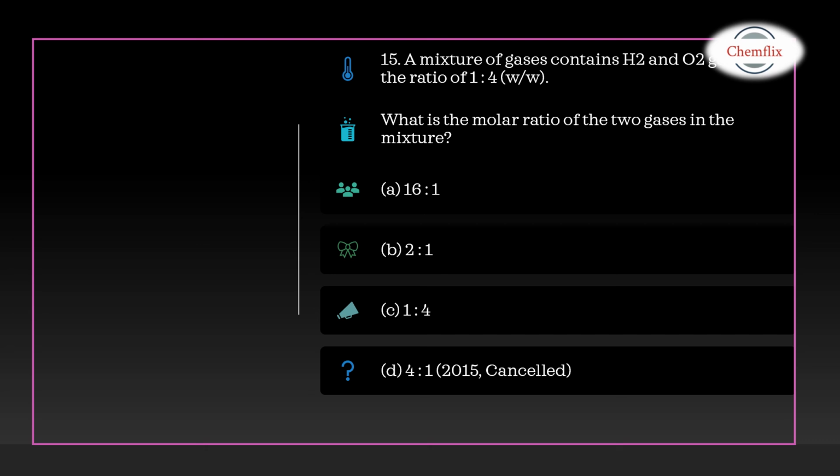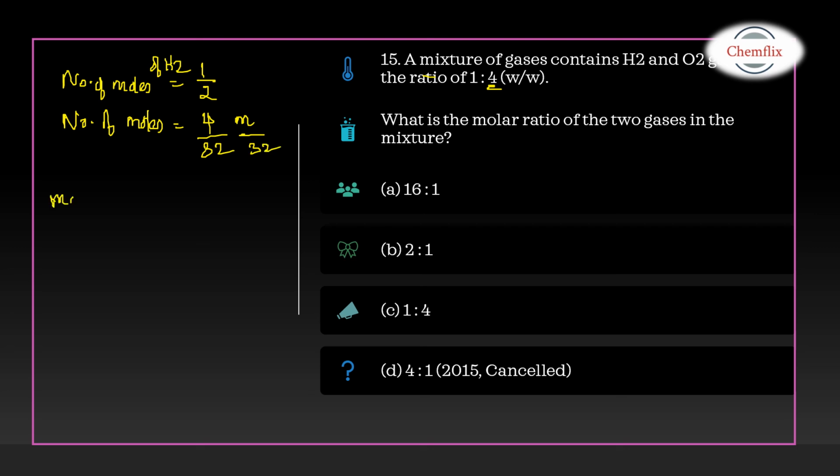A mixture of gases contains H2 and O2 gas in the ratio 1:4. So the number of moles of H2 you can find out. The ratio is 1:4, so 1 by 2, you know, the molar mass of H2 is 2. The number of moles of H2 is 1 by 2. And the number of moles of O2 is 4 divided by 32. You know, mass in gram is 4, gram molecular mass is 32.